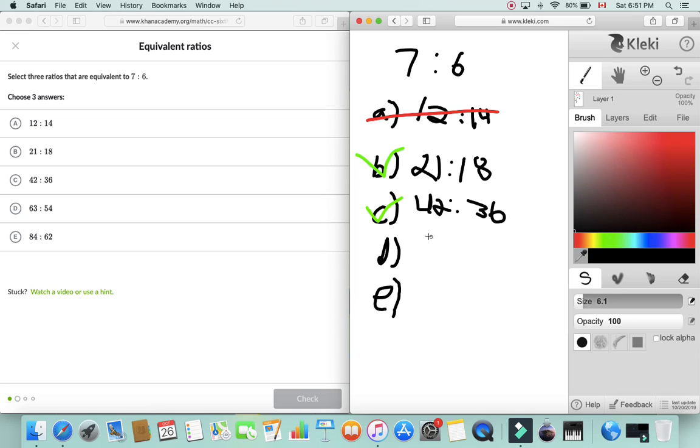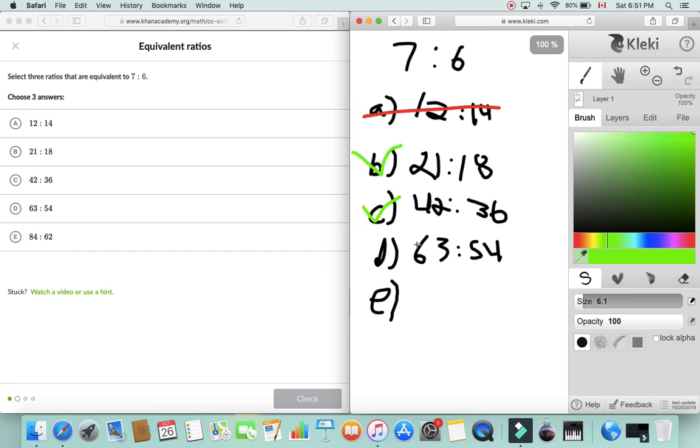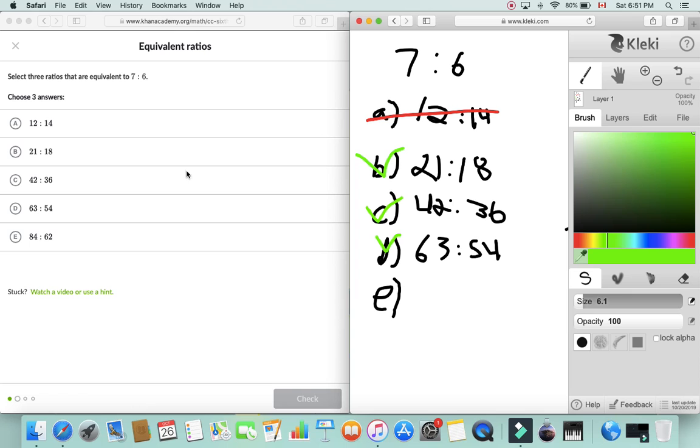How about 63 to 54? Well, 7 times 9 is 63. 6 times 9 is 54. That also works. Well, I can just stop right here and just say the answers are B, C, and D.